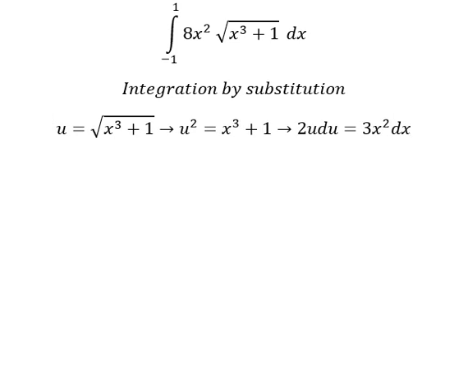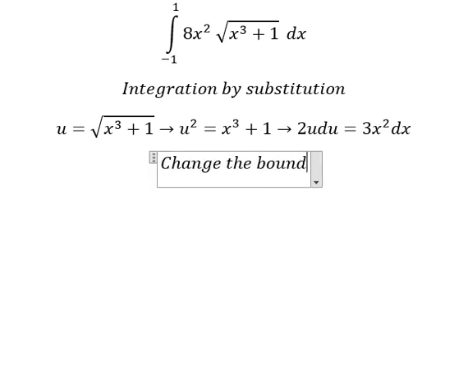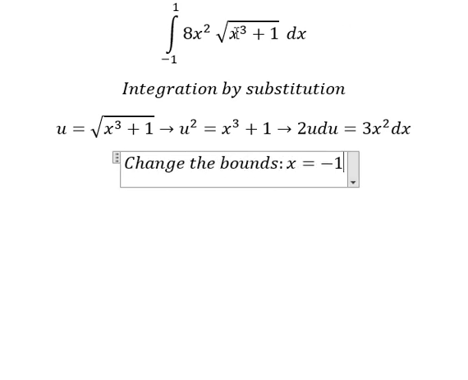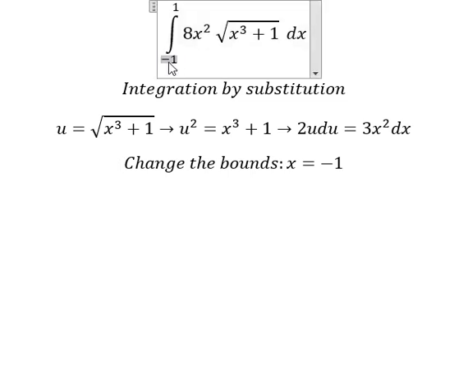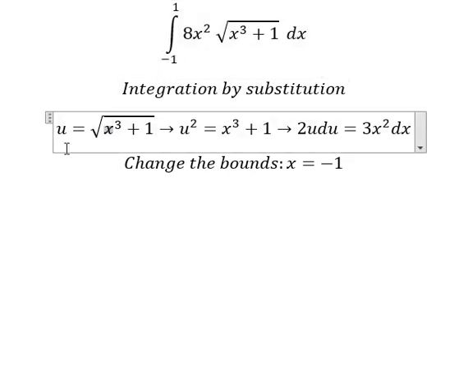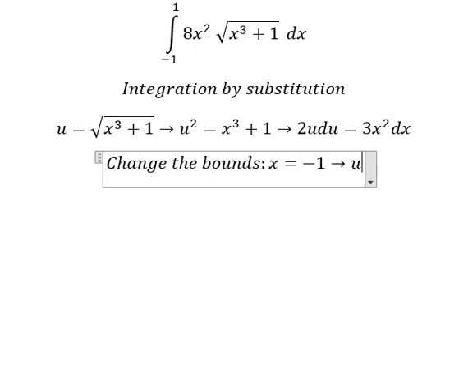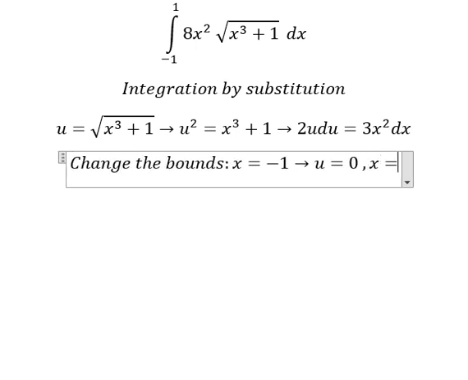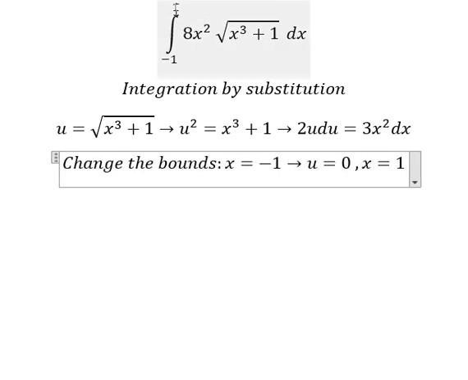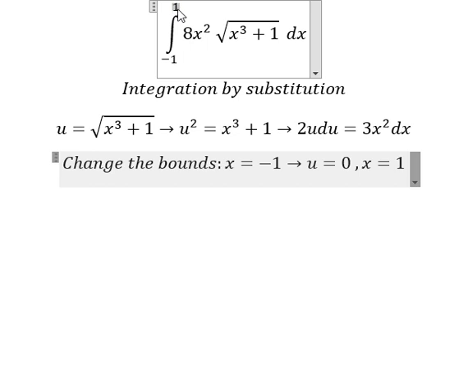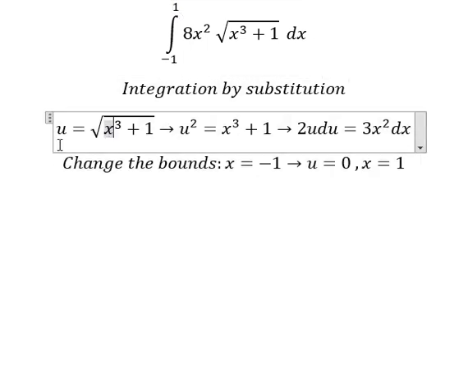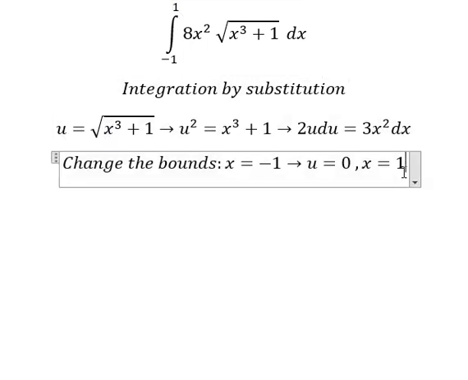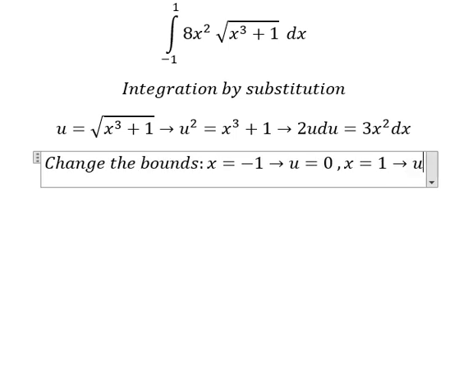Now we need to change the bounds. When x equals negative 1, I will put negative 1 in here, and we can find the value of u, so u equals 0. When x equals 1, I will put 1 in here, and we have u equals the square root of 2.